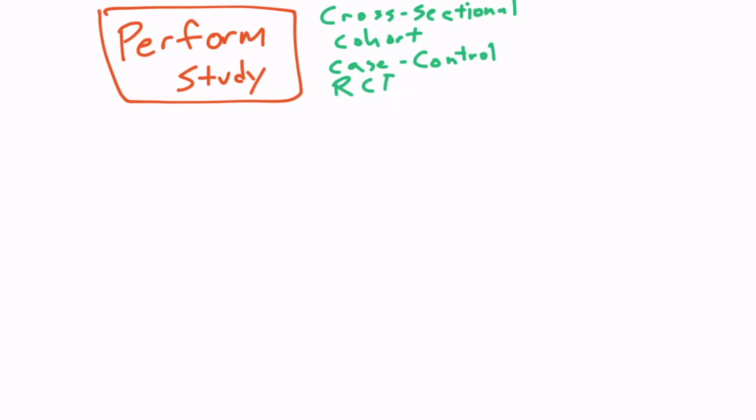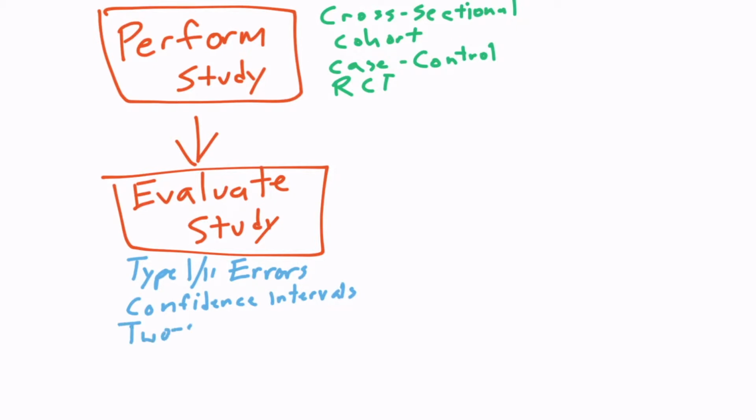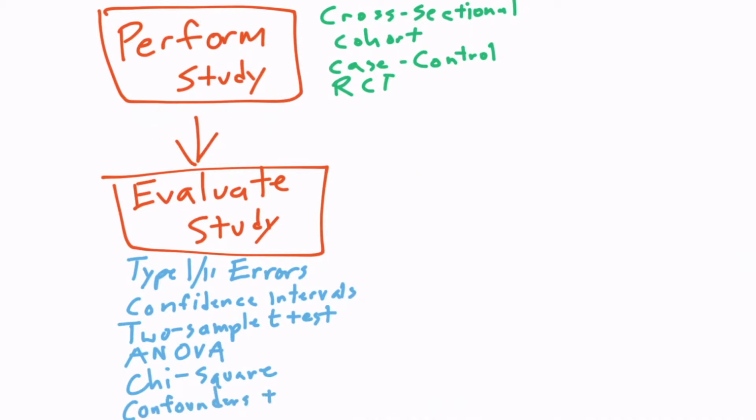Next, the study quality is evaluated, and you get tested on this aspect by understanding type 1 and type 2 errors, confidence intervals, as well as statistical tests used for evaluating statistical significance, including the two-sample t-test, the ANOVA test, or a chi-square test. You must also be able to identify confounders or biases that may be present within a study. Lastly, you apply the information from the study to your patient or to your understanding of the disease.